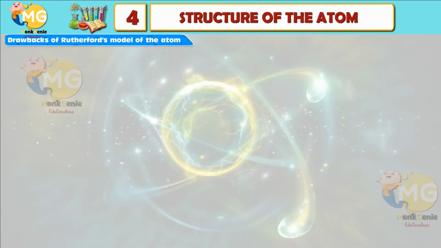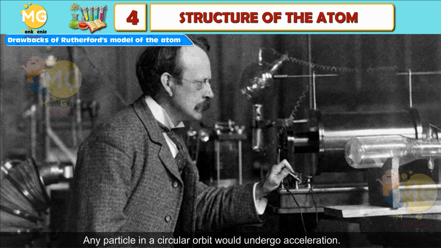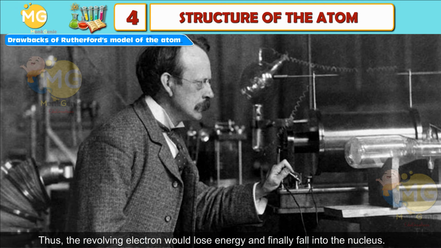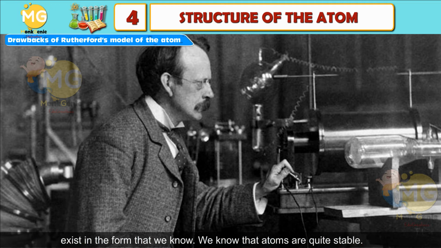Drawbacks of Rutherford's model of the atom. The revolution of the electron in a circular orbit is not expected to be stable. Any particle in a circular orbit would undergo acceleration. During acceleration, charged particles would radiate energy. Thus, the revolving electron would lose energy and finally fall into the nucleus. If this were so, the atom should be highly unstable, and hence matter would not exist in the form that we know. We know that atoms are quite stable.